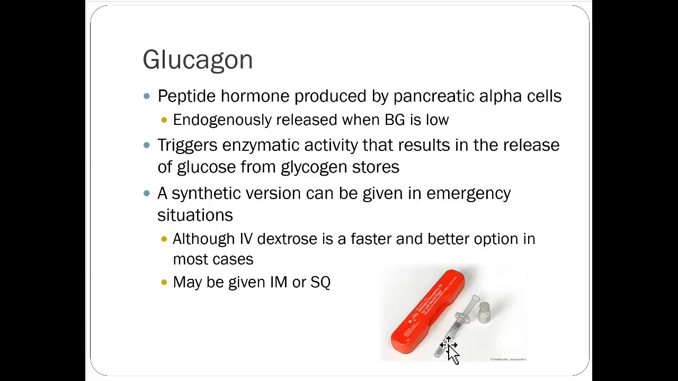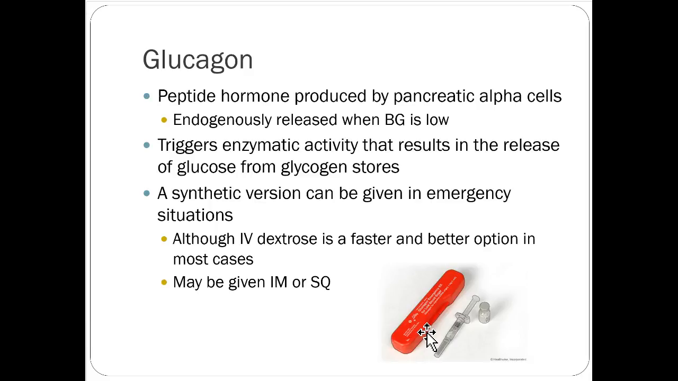Glucagon is a peptide hormone produced by pancreatic alpha cells. So your body releases this when your blood sugar is low, and it triggers enzymatic activity that results in the release of glucose from various glycogen stores. There's a synthetic version available on the market. It comes in a kit that's red and has a vial and a syringe in it. So you pull up the vial, and then you would inject it IM or sub-Q.